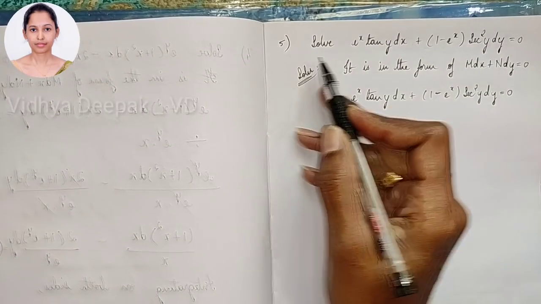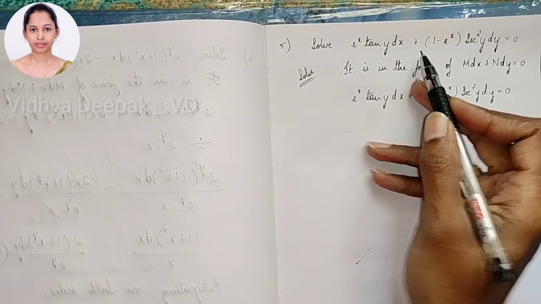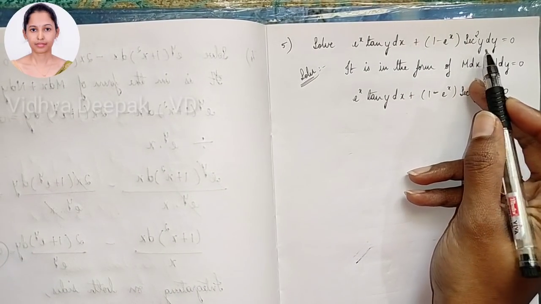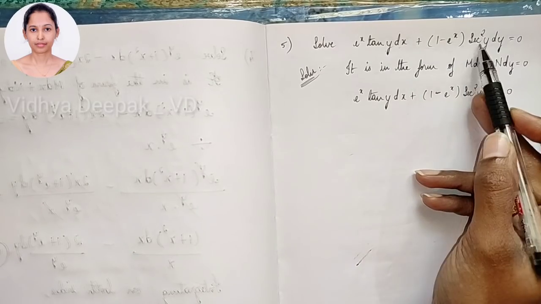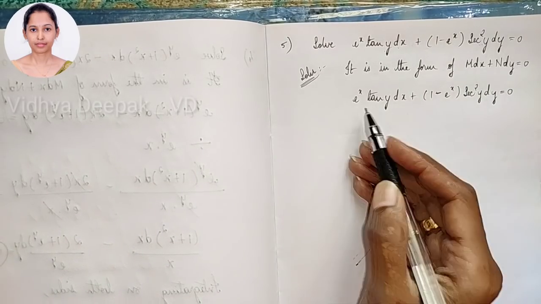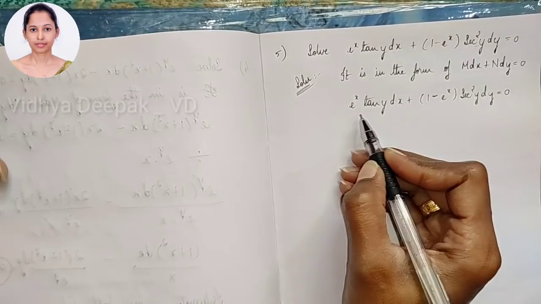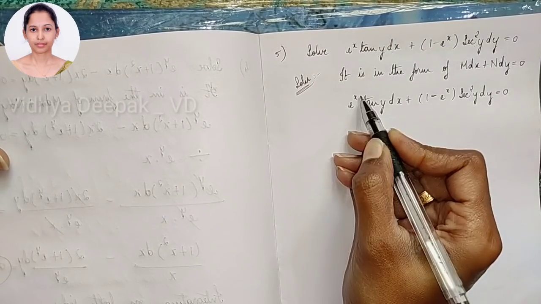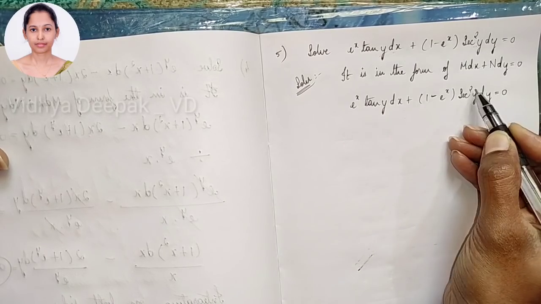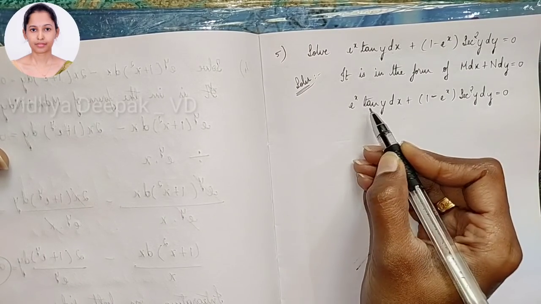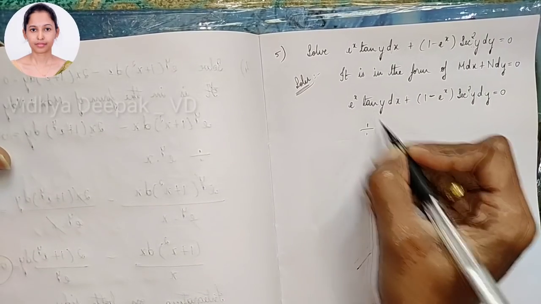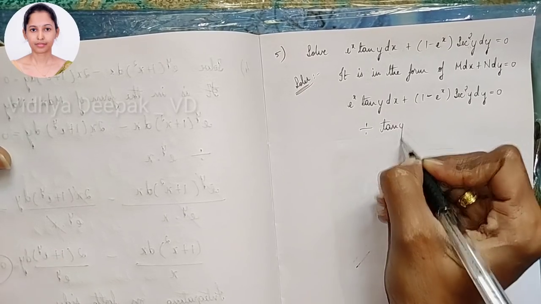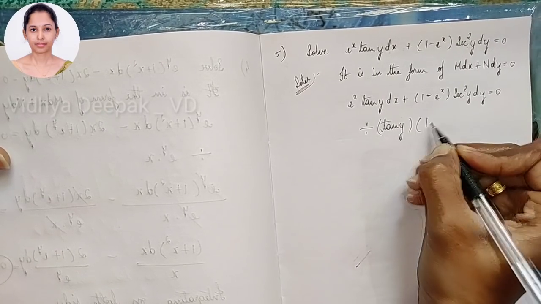Next question is solve e power x tan y dx plus 1 minus e power x secant square y dy is equal to 0. As you can see, this is in the form of M dx plus N dy, right? So here I wrote the question again. So here if we divide this, we don't want e power x here. We don't want tan y here, and we don't want 1 minus e power x here. So divide the equation by tan y into 1 minus e to the power of x. So what do you get?